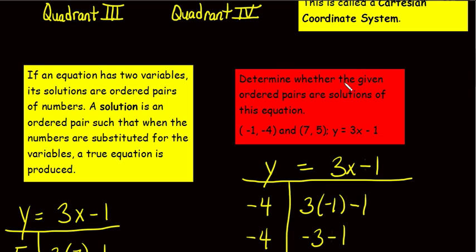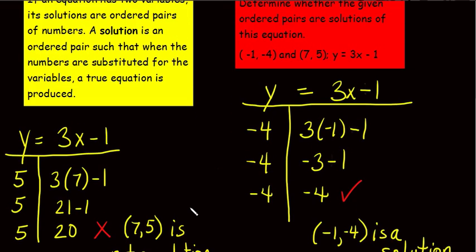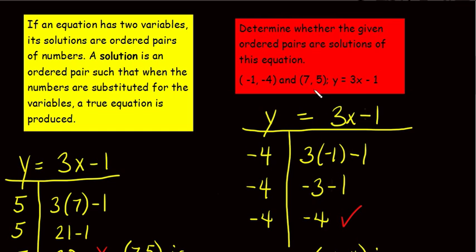Determine whether the given ordered pairs are solutions for this equation. So I've given you an equation right here. Here's the equation, y equals 3x minus 1. And you're asked if (-1, -4) is a solution, and if (7, 5) is a solution. And we know the domain is our x value, and the range is our y value. So the first one I did was I put -1 and -4 into this equation.